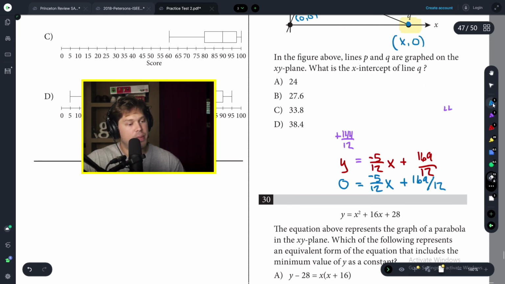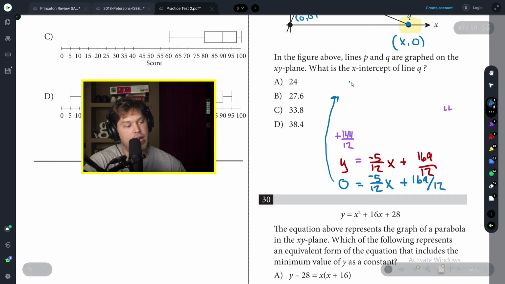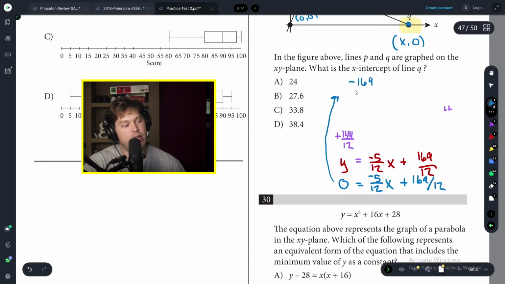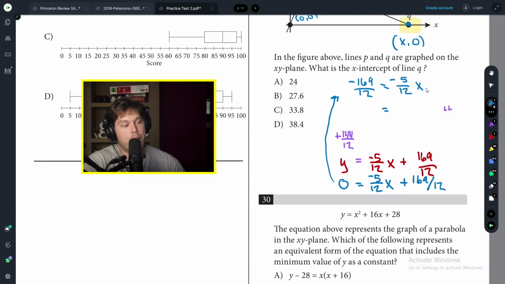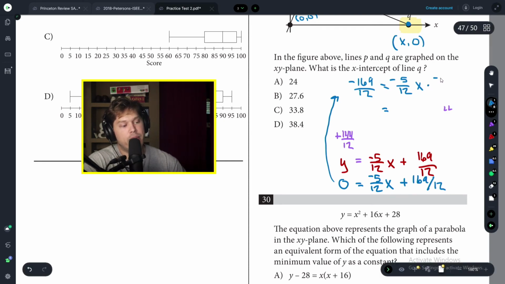So going back up, we can subtract 169 over 12 from both sides and have negative 169 over 12 equals negative 5/12 x. And then we can multiply both sides by negative 12 over 5. We're multiplying by the reciprocal of our coefficient of x for it to cancel.